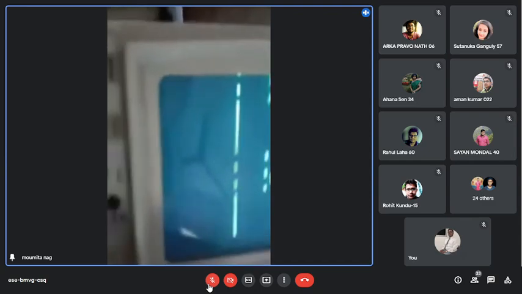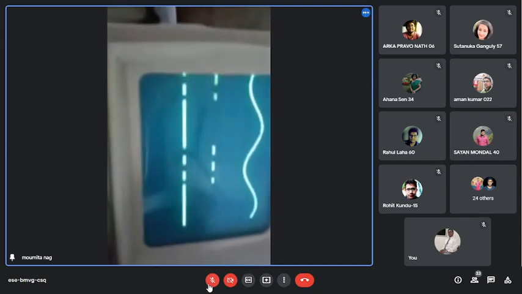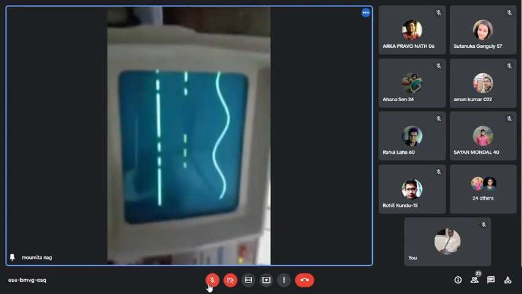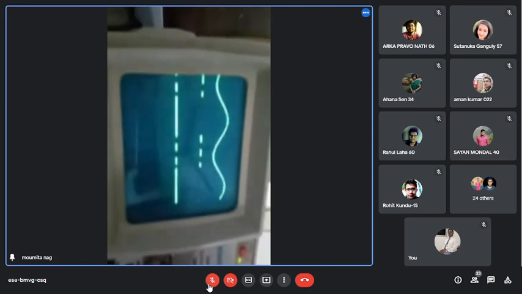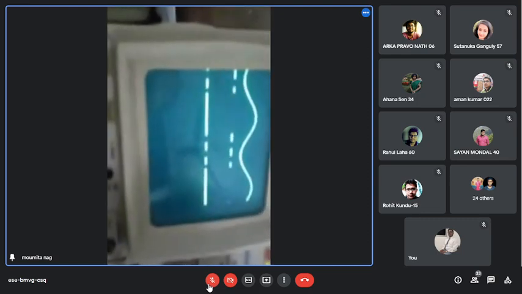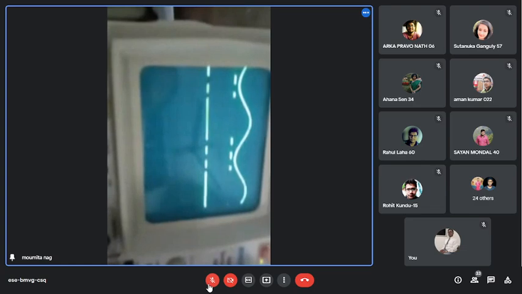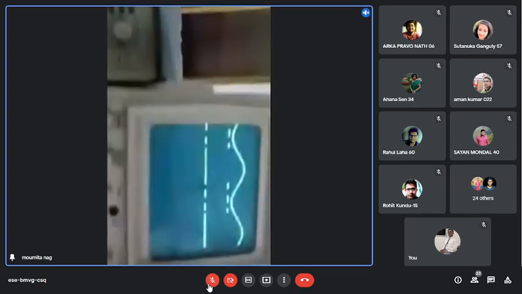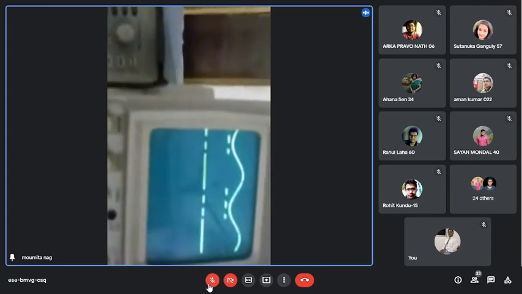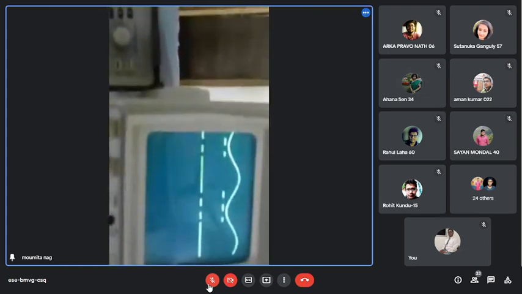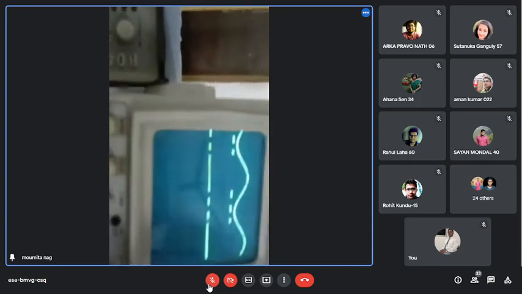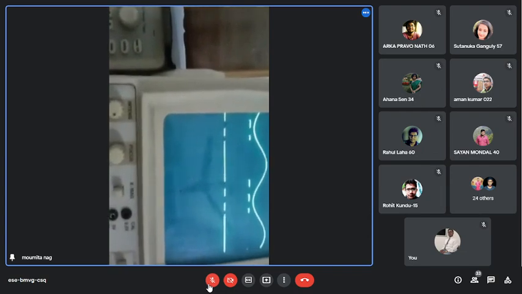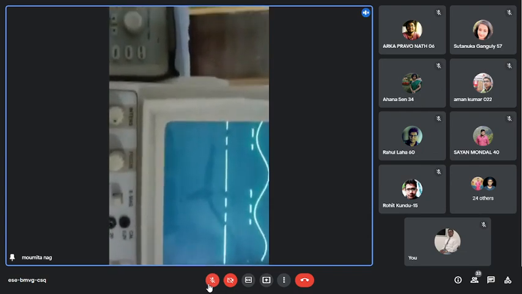For the second T on, it is 3 small divisions. Three small divisions are there. So how much is the time period? 0.6. Yes. And the second T off is also 0.6, same. Note down that.